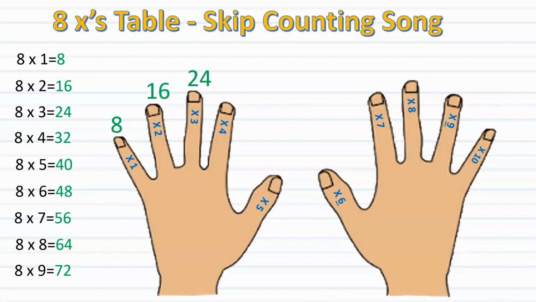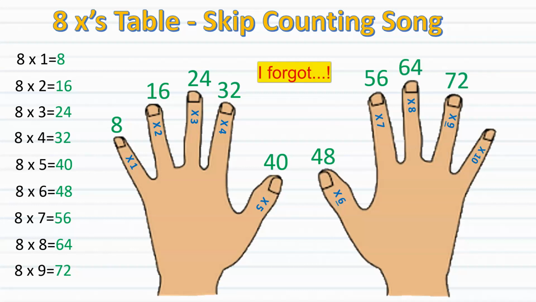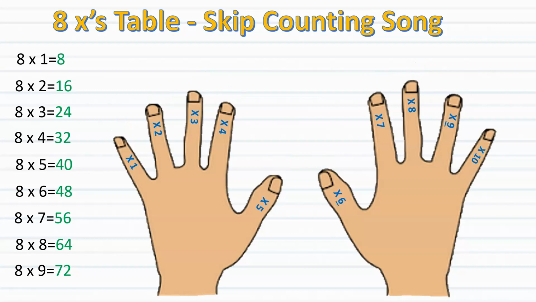8 and 16, 24, 32, 40 more, 48 and 56, 64, I'm finished. But I forgot, 72.